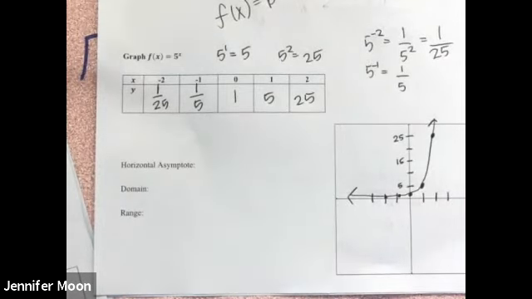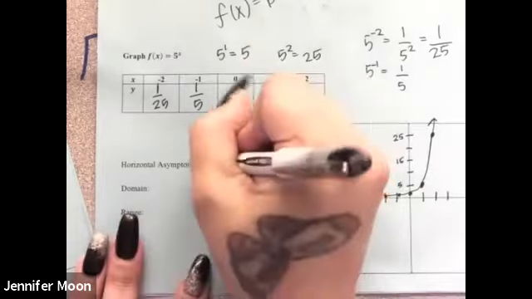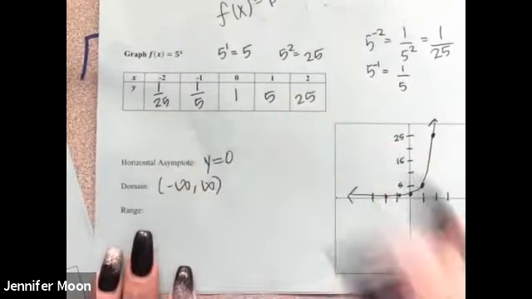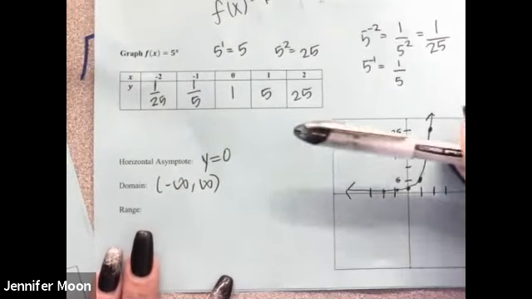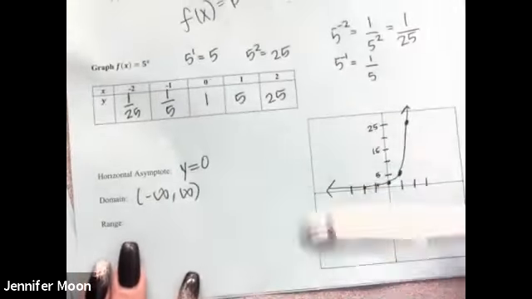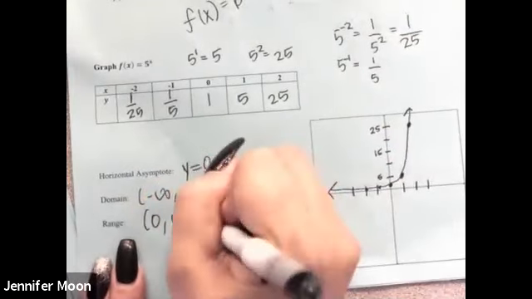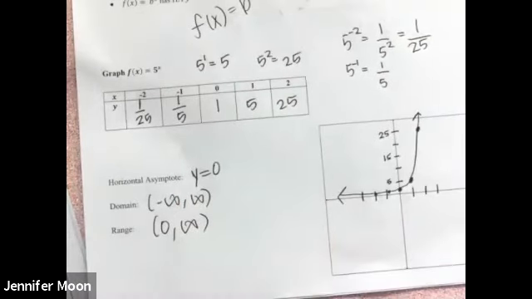Horizontal asymptote, it's an exponential function. It is y equals 0. Domain, it's all real numbers. Range, that's my y, that's this, right? So on my y, my graph starts at 0 and it goes up forever. So that's 0 to infinity. Okay, does that make sense? Yeah.